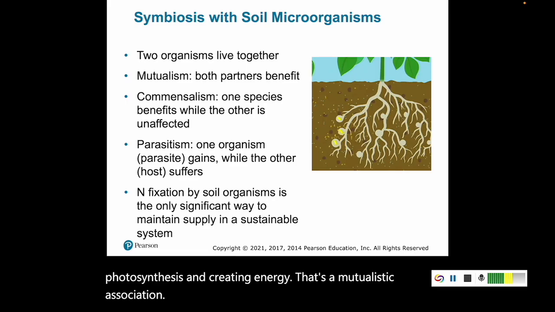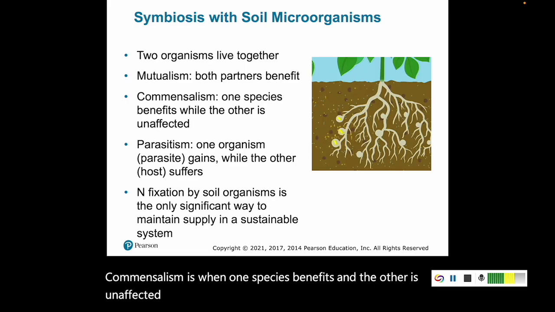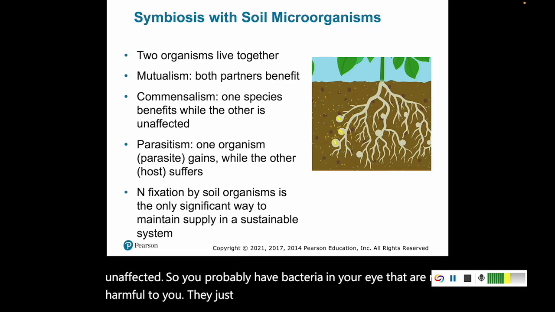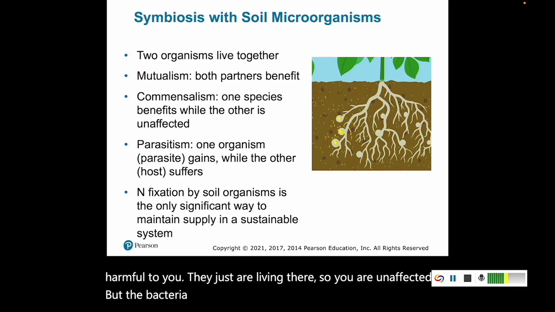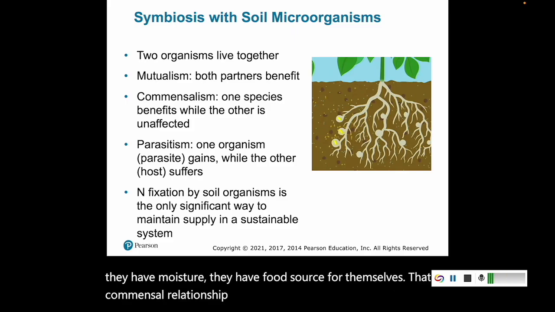Commensalism is when one species benefits and the other is unaffected. So you probably have bacteria in your eye that are not harmful to you. They just are living there, so you are unaffected. But the bacteria are benefited because they have a safe home, they have moisture, they have food source for themselves. That's a commensal relationship.